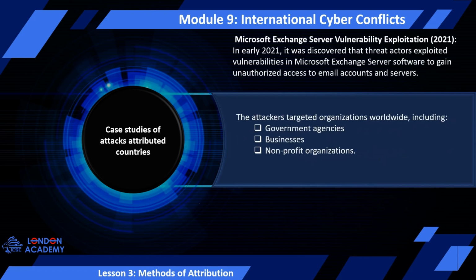Third example we will explore is the Microsoft Exchange Server vulnerability exploitation in 2021. Description: in early 2021, it was discovered that threat actors exploited vulnerabilities in Microsoft Exchange Server software to gain unauthorized access to email accounts and servers. The attackers targeted organizations worldwide, including government agencies, businesses, and non-profit organizations.